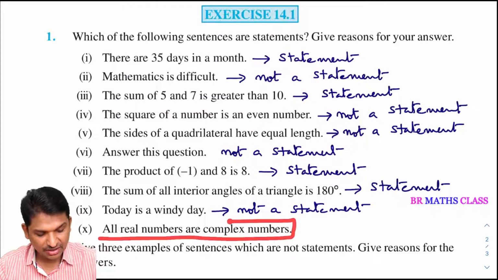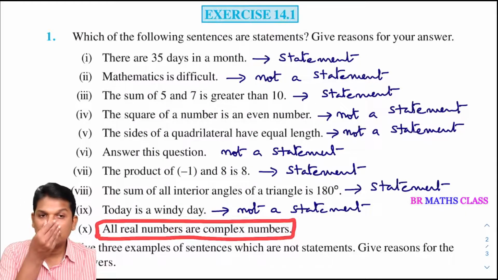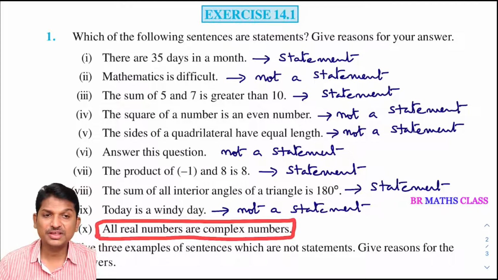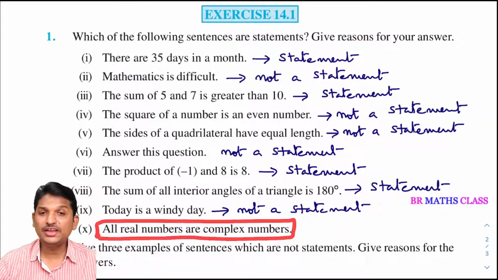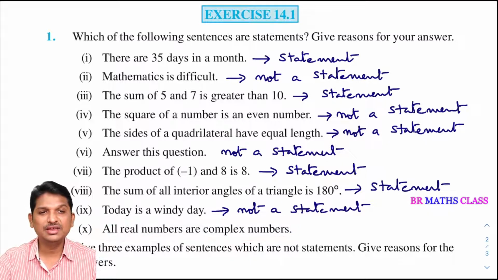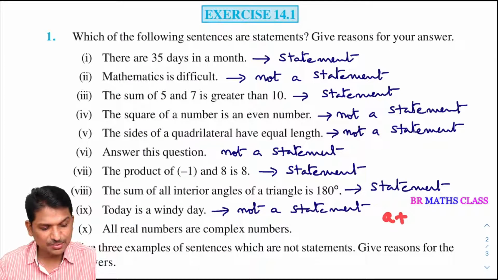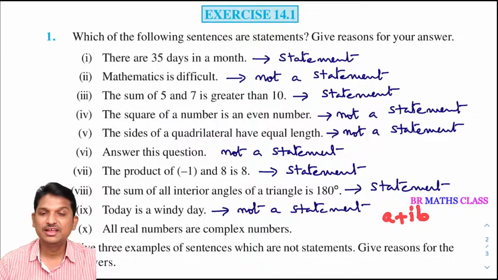All real numbers are complex numbers. Very good, Aruna Kumari. Actively you are participating. Very good, Sakshi. In the complex numbers chapter, we will learn that every real number is a complex number. What is a complex number? The number of the form a plus ib is called a complex number. Correct?